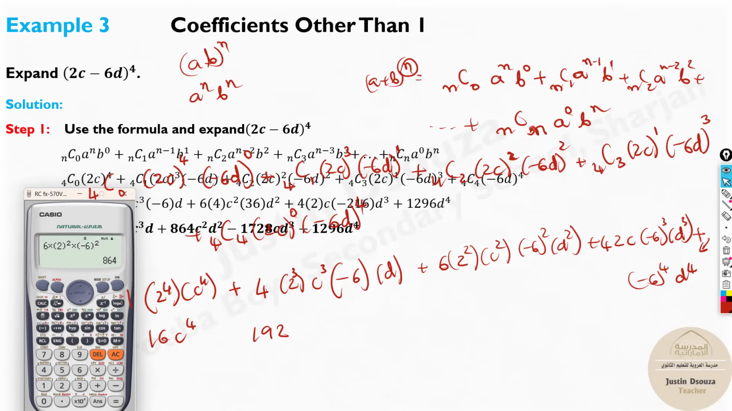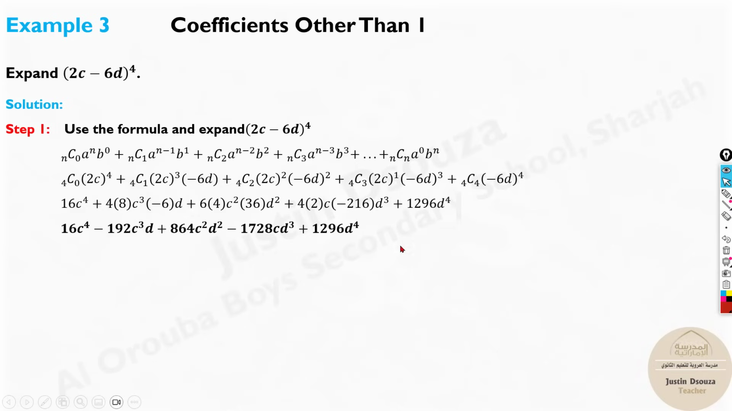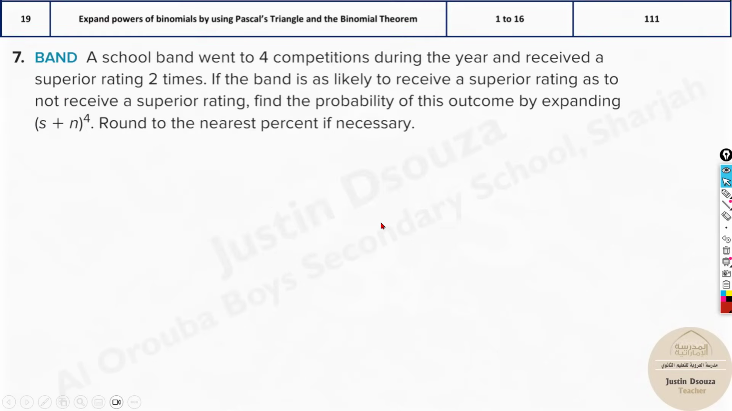Now look at the terms over here. It is c power 2, d power 2. Yes. Last but one is only c, d power 3. Yes, that's correct. And lastly, d power 4. That's how we get the answer. So this is the final answer from the binomial theorem.